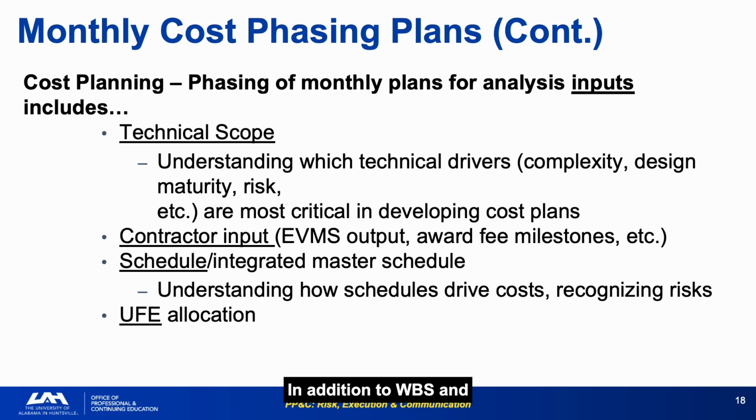In addition to WBS and assumptions, good cost phasing requires incorporating technical scope drivers, contractor inputs, including EVMS outputs and award fee milestones, the integrated master schedule, and UFE allocation. Contractor EVMS output, specifically the earned value and estimate to complete data, is the most direct input for government cost phasing on a cost-plus contract. If you're not using it, you are planning from less accurate sources.